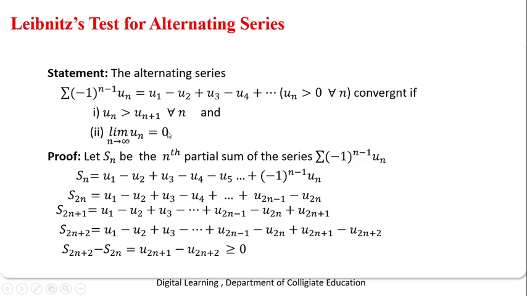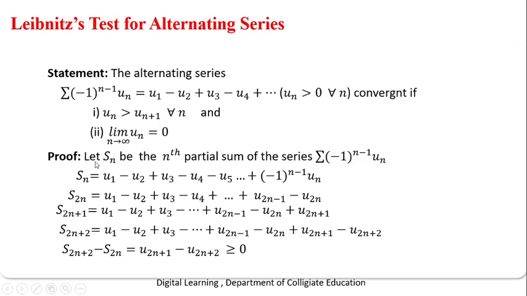Leibniz test means the alternating series is convergent if it satisfies the two conditions. What is the condition? un is greater than un plus 1 and also limit n tends to infinity of un should be 0. If two conditions are satisfied, then the alternating series is convergent. Otherwise, it is not convergent.